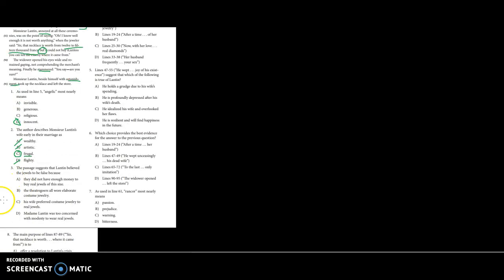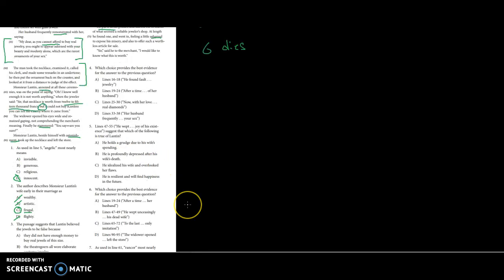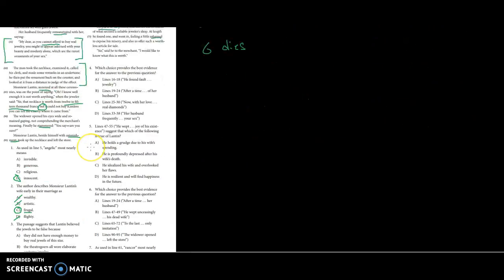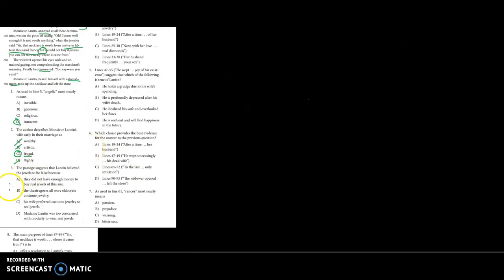Let's see. The passage suggests that Langton believed the jewels to be false because what? Well, let's think about this. Where could we look that would indicate why he would think the jewels were fake? It seems like it was right here, in this section. "My dears, you cannot afford to buy real jewelry. We shouldn't wear the fake ones." Okay, so it means they don't really have enough money. So the thing that fits with that right off the bat is A. They did not have enough money to buy these jewels.